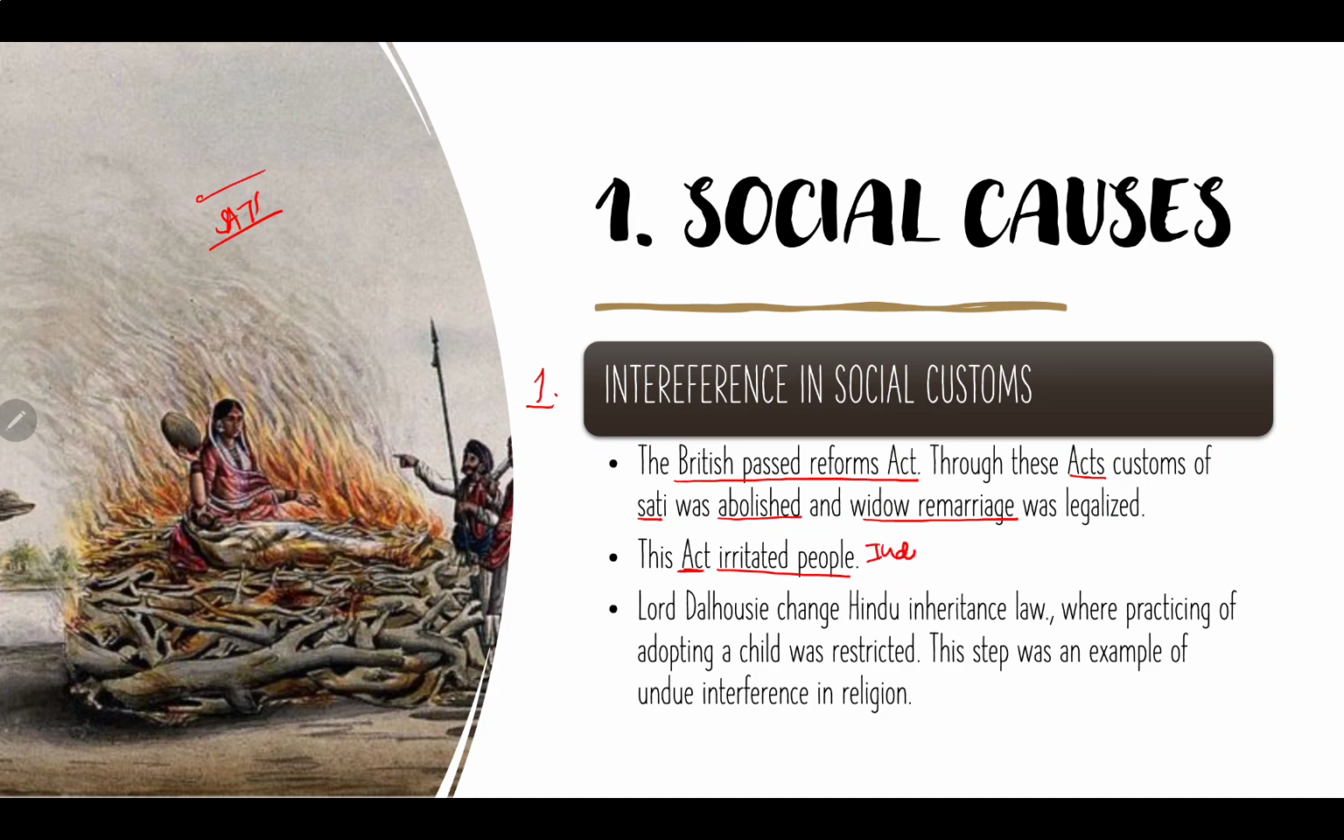Lord Dalhousie changed the Hindu inheritance law, where the practice of adopting a child was restricted. This step was an example of undue interference in law. In the last chapters also we have talked about different British people who introduced different things in India. In the same vein, Lord Dalhousie changed Hindu inheritance law. Let me give you the meaning of inheritance.